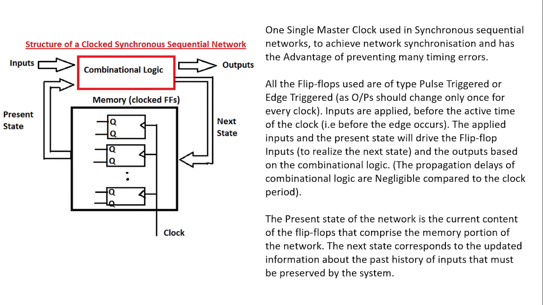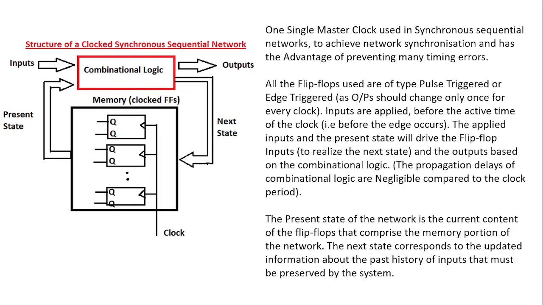The applied inputs and the present state will drive the flip-flop inputs to realize the next state. Also, the applied inputs and the present state will be used to generate the output logic. So combinational logic is used. This logic decides what the next state is and what the outputs will be. The present state of the network is the current content of the flip-flops that comprise the memory portion of the network. The next state corresponds to the updated information about the past history of inputs that must be preserved by the system.